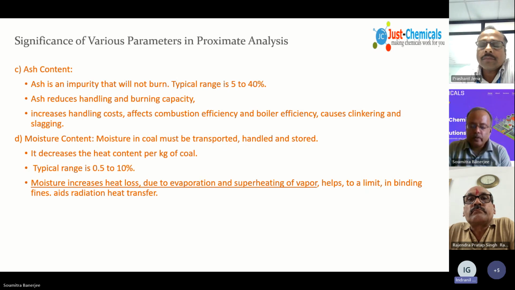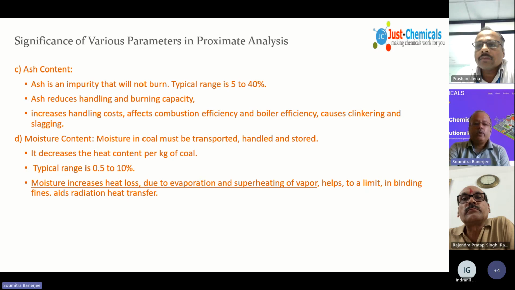Compared to South African coal, Indonesian coal has higher moisture, but in case of South African coal, the moisture is very low, around 10 to 15%.